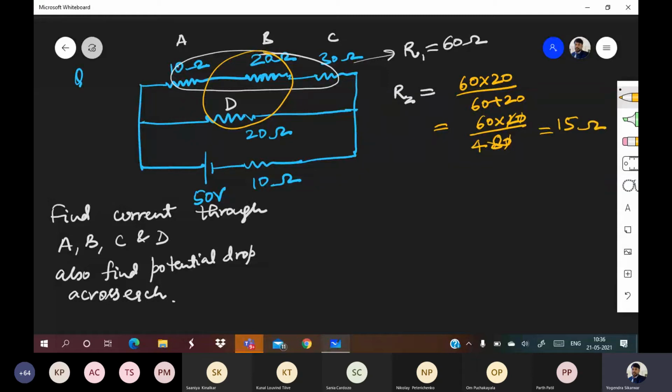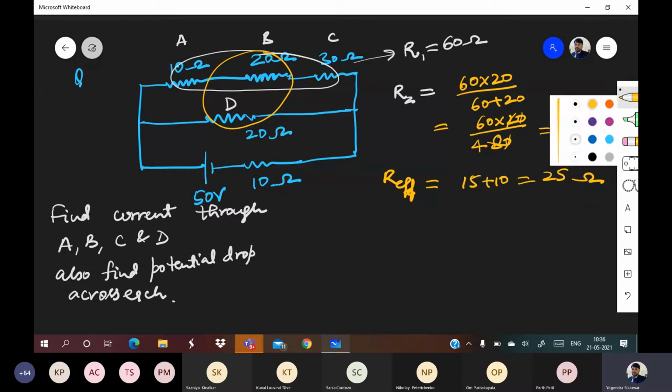Now this 15 ohm and this 10 ohm are in series. So R effective is equal to 15 plus 10 is equal to 25 ohm.